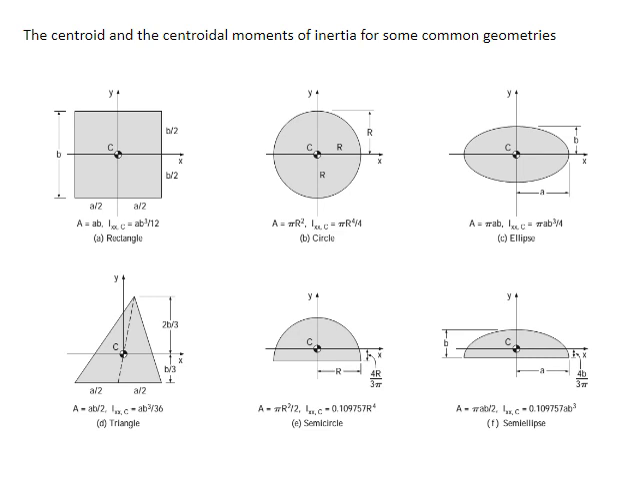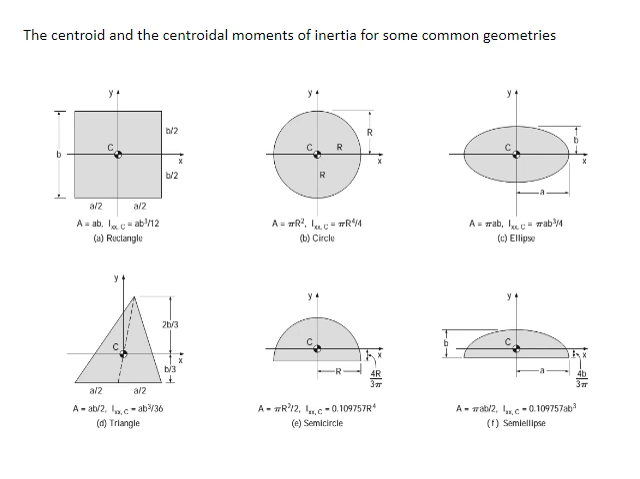First one is rectangle. So area of rectangle is equal to AB and moment of inertia of that rectangle is equal to AB cube by 12. And second one is circle. So area of circle is equal to pi r square and moment of inertia is equal to pi r to the power 4 upon 4. Third one is ellipse. So area of the ellipse is equal to pi AB and moment of inertia of the ellipse is equal to pi AB cube upon 4.